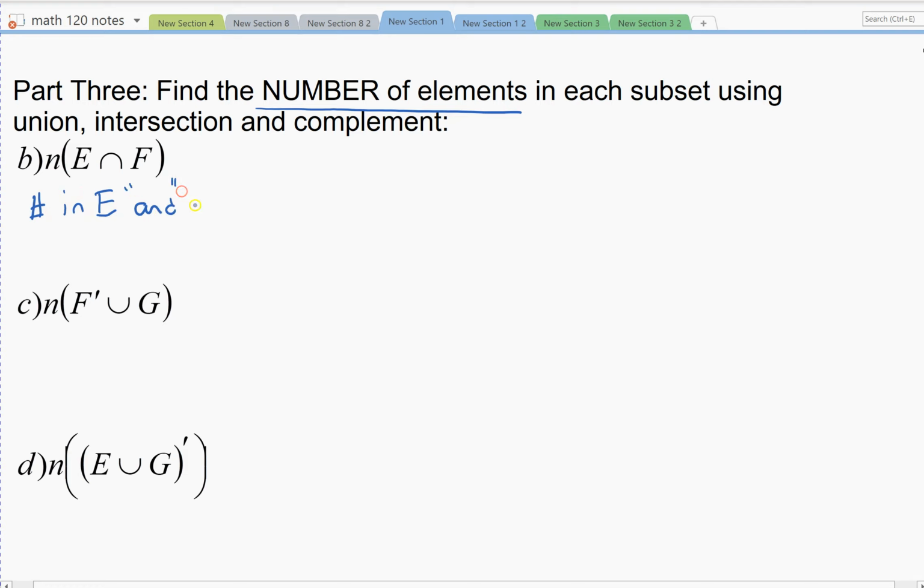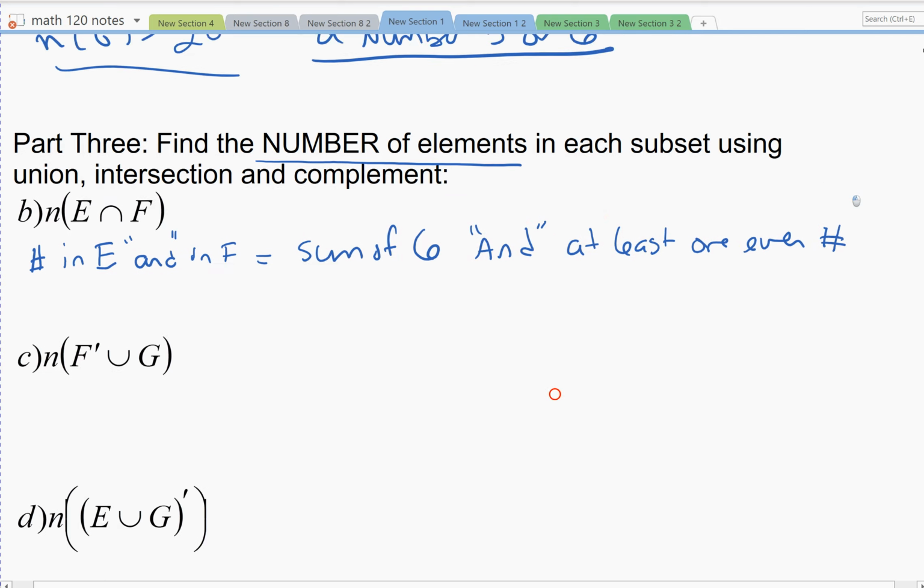So the first example, we want the number in set E and, right, that's the symbol and, in set F. Well, and is the overlap, so they have to have both things be true. Right? E was we have to have a sum of 6, and F was having at least one even number. So you have to have a sum of 6 and at least one even number. Alright, so I want all of the outcomes where both of those things are true. So the overlap between E and set F.